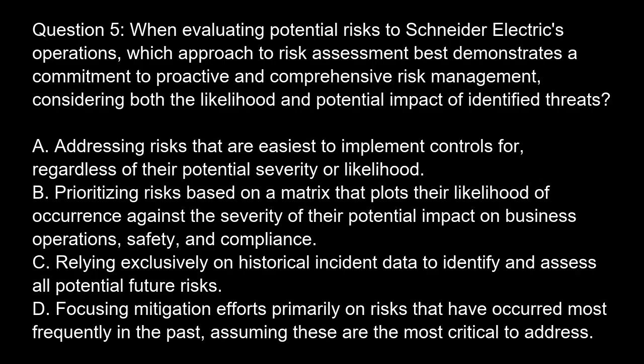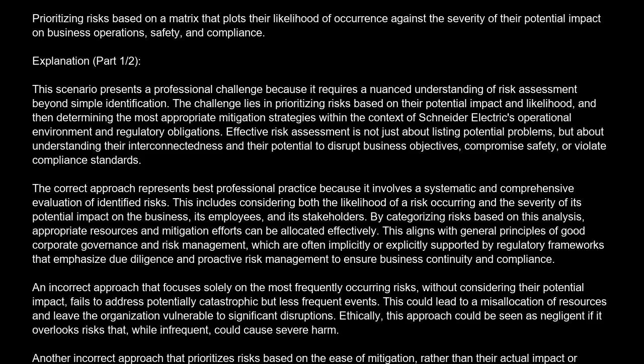Option C. Relying exclusively on historical incident data to identify and assess all potential future risks. Option D. Focusing mitigation efforts primarily on risks that have occurred most frequently in the past, assuming these are the most critical to address. The correct answer is B. Prioritizing risks based on a matrix that plots their likelihood of occurrence against the severity of their potential impact on business operations, safety, and compliance.